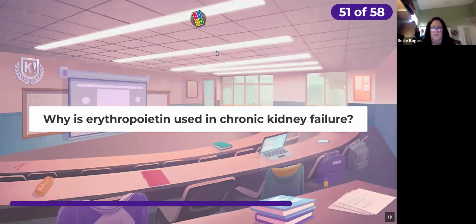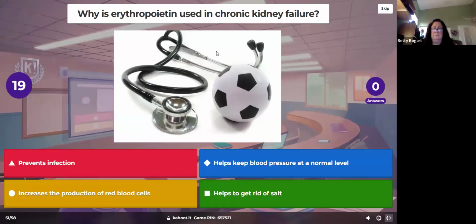Why is erythropoietin used in chronic kidney failure?